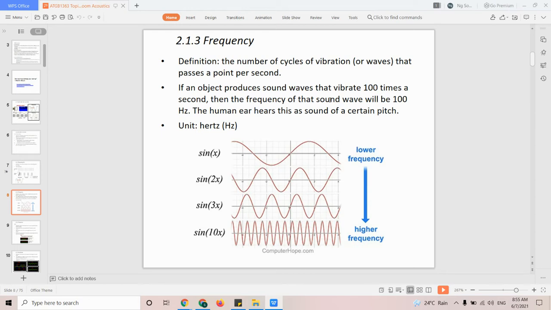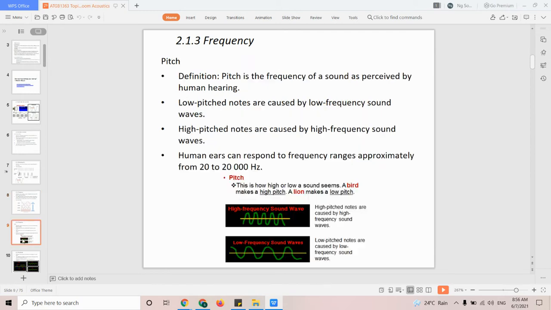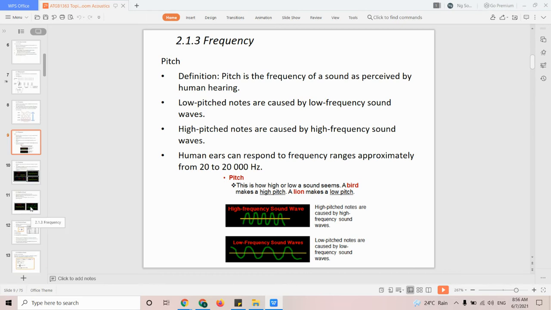The example here, the explanation here, will provide more detail of what I just mentioned. Next we have our pitch, which is the frequency of the sound as perceived by our human hearing. If it's a low pitch, we will hear it as a low frequency, and a high pitch note is caused by a high frequency sound wave. The range of frequency that we can perceive is from 20 to 20,000 hertz.